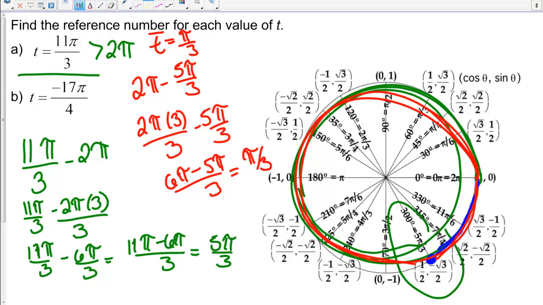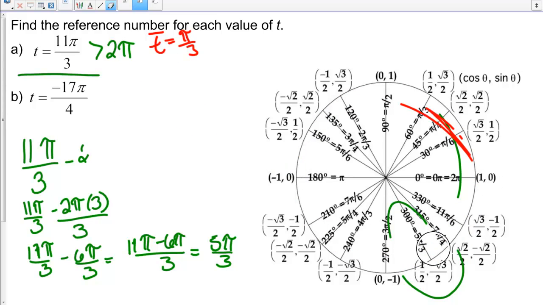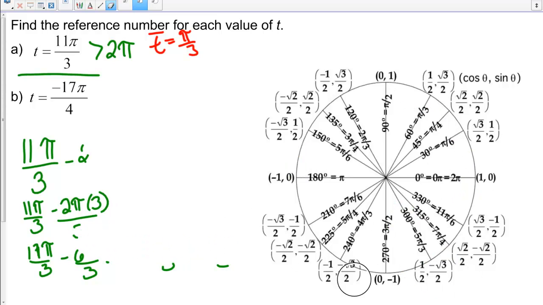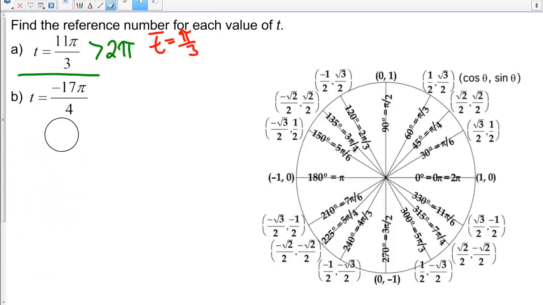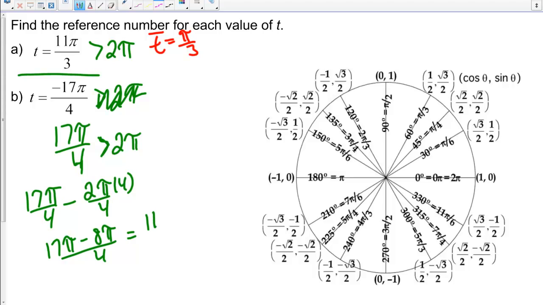So now we have negative 17 pi over 4. All right. So do you see a 17 pi over 4? Let's think of this as positive first. Do you see a 17 pi over 4? No, because this is again bigger than 2 pi. If we're looking at the positive, this is bigger than 2 pi. So we need to subtract 2 pi. 17 pi over 4 minus 2 pi times 4 over 4. 17 pi minus 8 pi over 4 gives me 11 pi over 4.